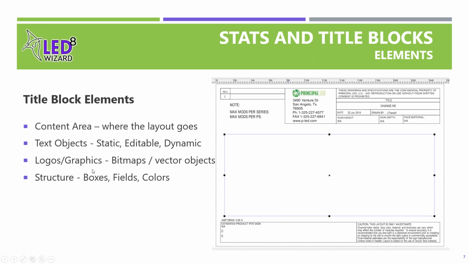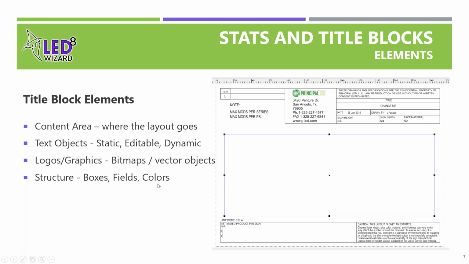You can have logos and graphics. These logos and graphics can be bitmaps, like the Principal LED logo. They could be vector objects, a vector graphic. Again, these are static items, something that you import into the title block, and it's there for all jobs.